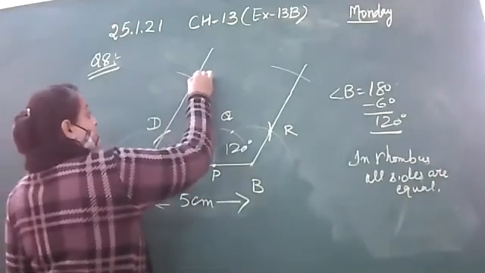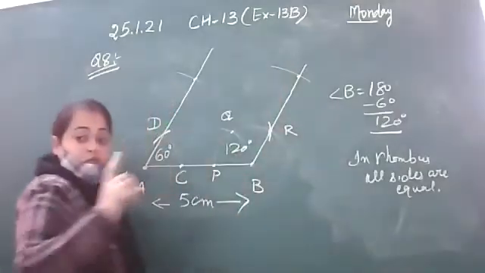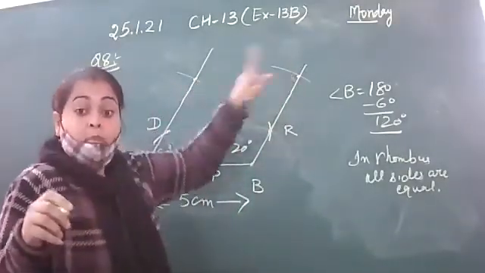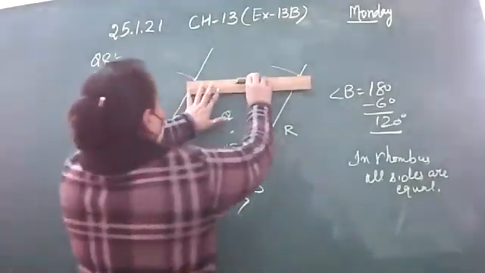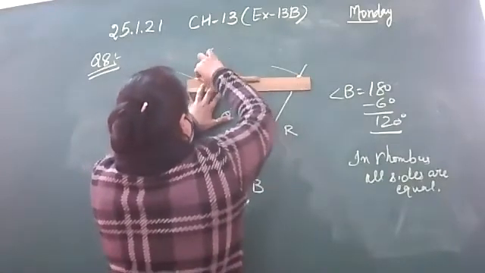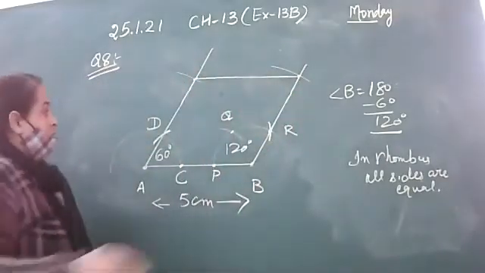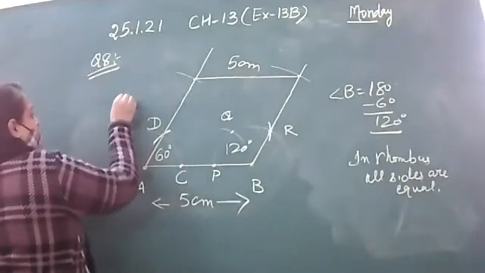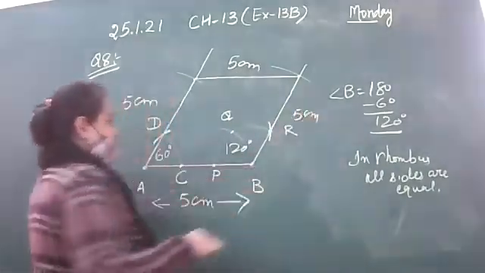Now students, this must join this point with this point. Point to point combination. Okay? Point to point. So this is 5 centimeter. This is also 5 centimeter. And this is also 5 centimeter.